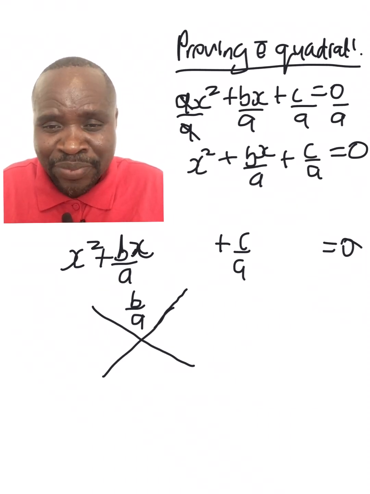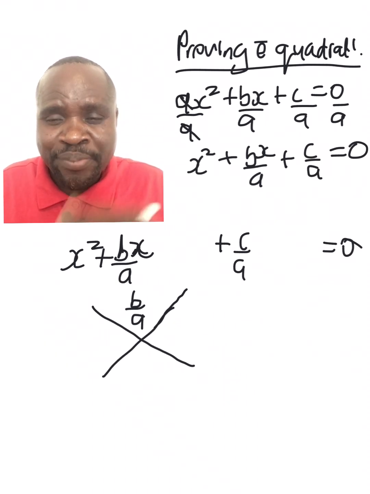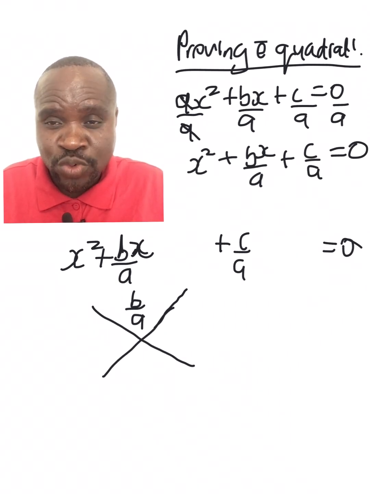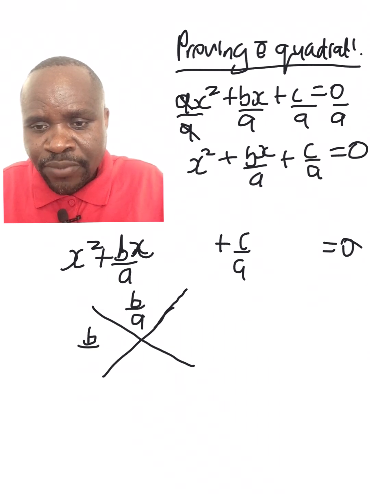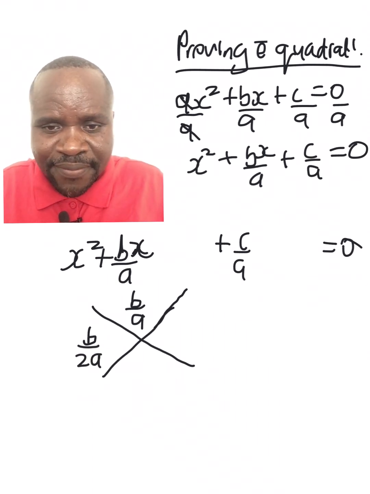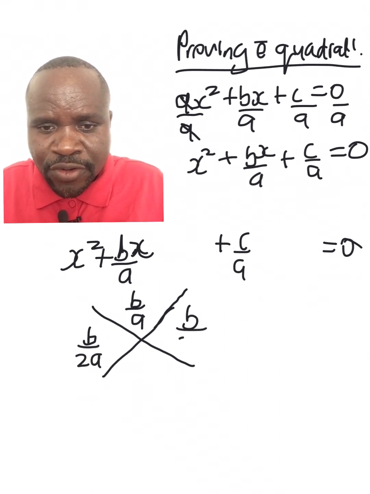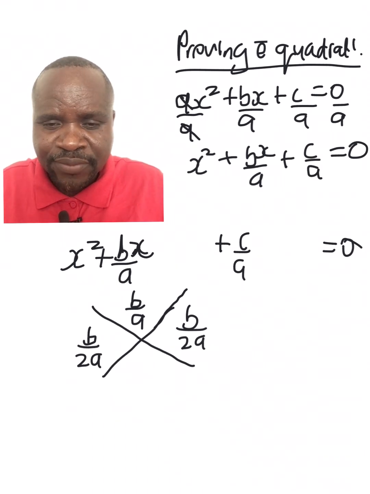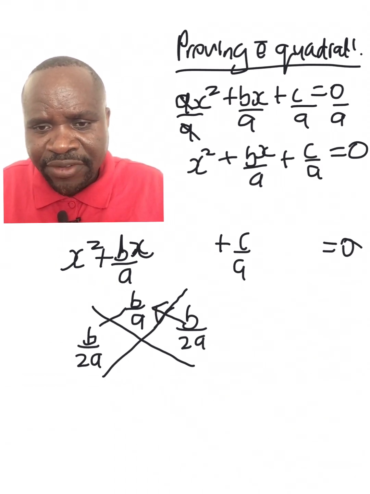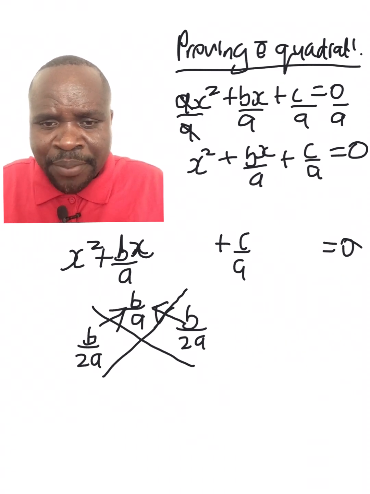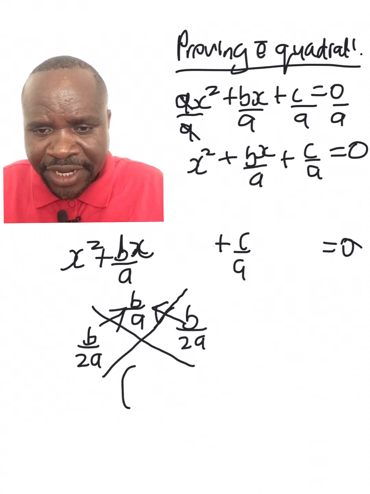It's either we divide the denominator by 2, which is a, or we multiply the numerator by 2. You see? So it will actually give us b over 2a. So when we add these values, they give us this. But when we multiply them, definitely they lead us into this.